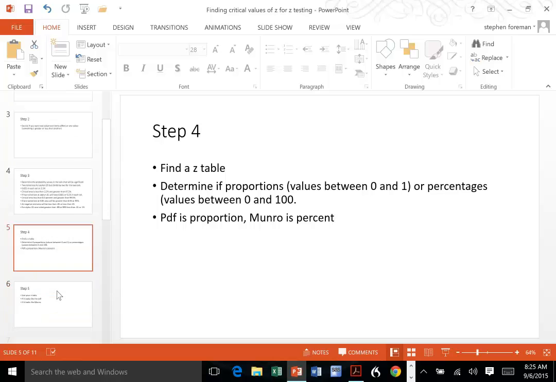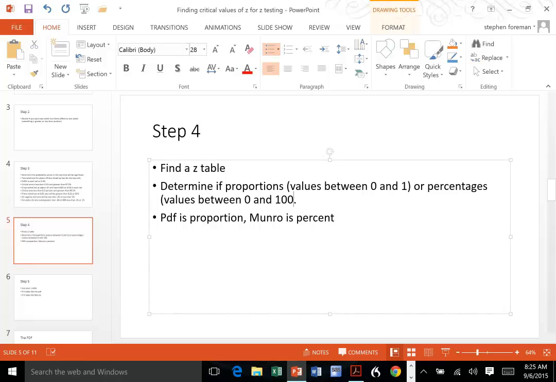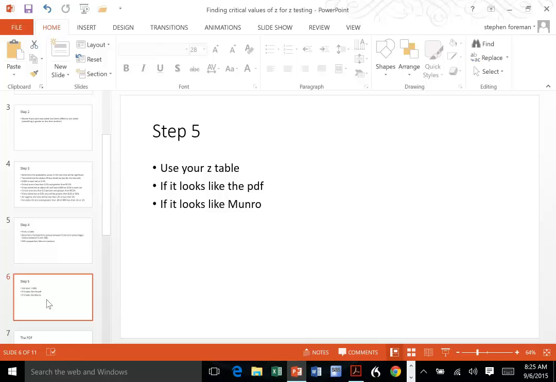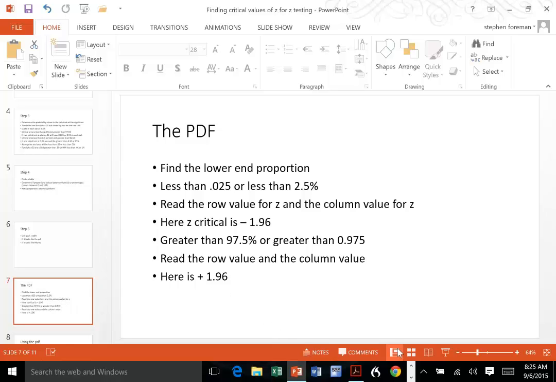In the fourth step, we decide which z-table we're going to use. And then we determine if it's proportions or percentages, what the values are for Z. The PDF table is proportions and Monroe is in percents. So in step 5, we use the Z table, and I'm going to follow through on both the PDF form and the Monroe form.